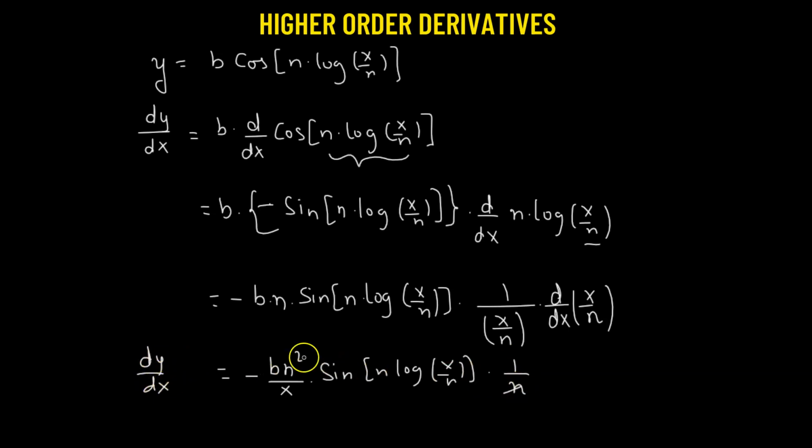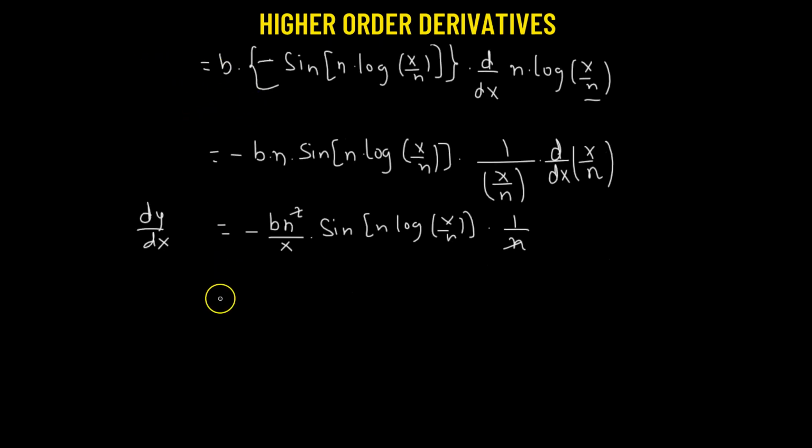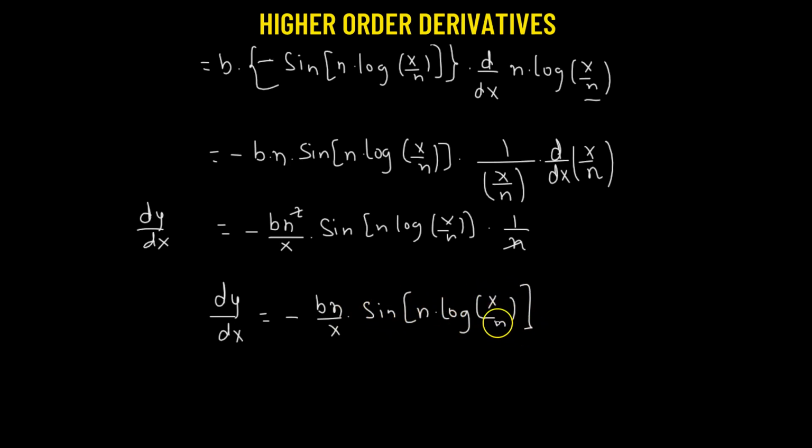So here this n and 1 n from both the numerator and the denominator go away, and this gives us the first derivative of y with respect to x, that equals negative b n over x multiplied to sine of n times log of x over n. Now we'll multiply both sides with x. So we'll here get x times the derivative of y with respect to x equals negative b times n times sine of n times log of x over n.